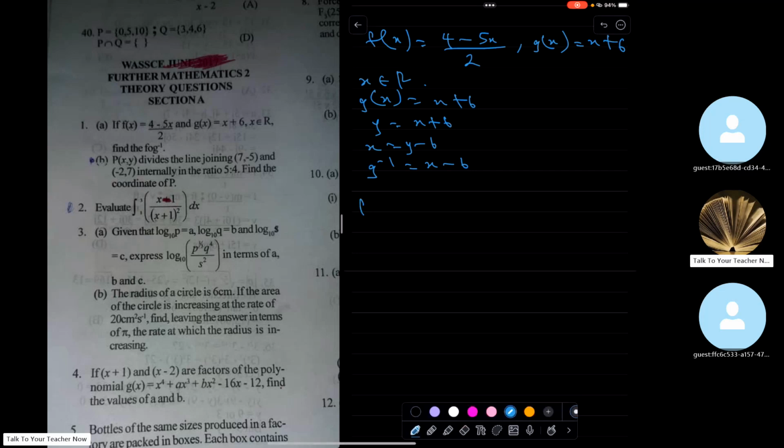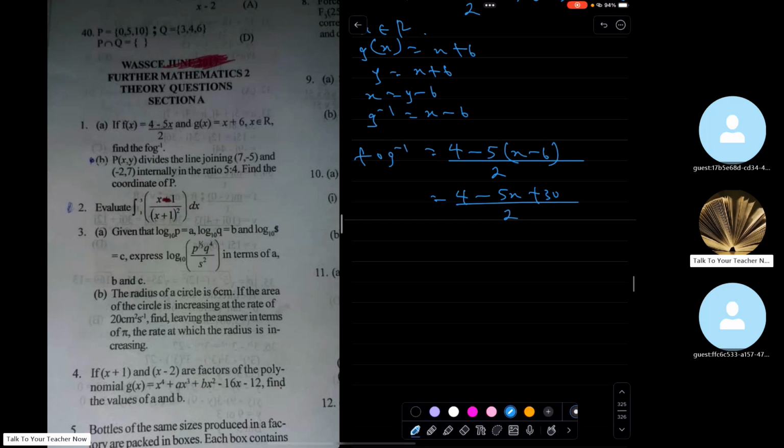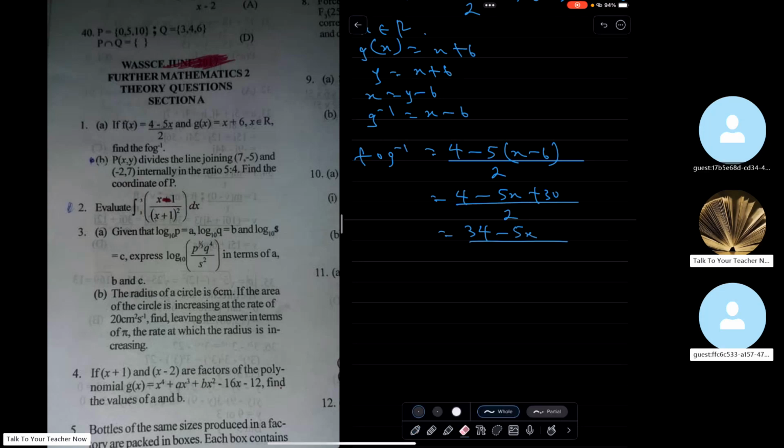Now that means f of the inverse of G is what you are going to substitute for x in f of x. So wherever you see x here, you put that inverse of G. Let's see if that's correct. 4 minus 5 into x minus 6, and that's going to be 4 minus 5x plus 30 over 2. I'm wondering where your 26 over 5 came from. And that's 34 minus 5x over 2.